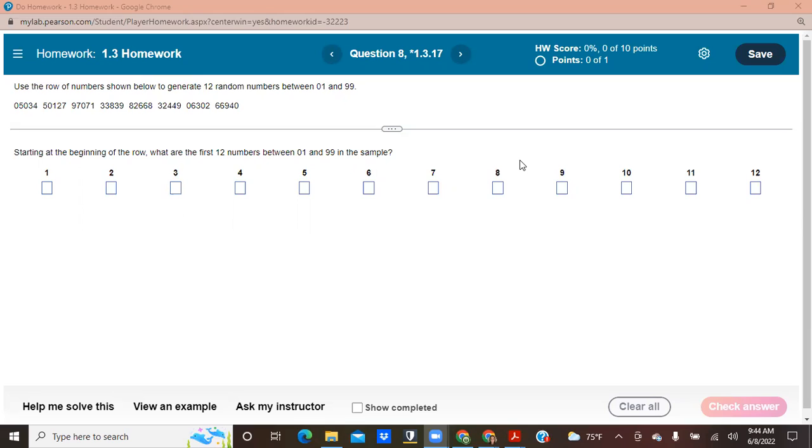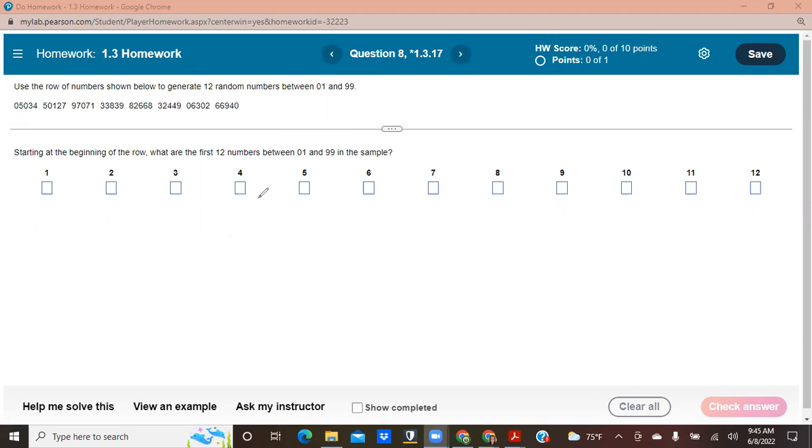But this is kind of an old school way that we could pick random numbers using a row of a random number table. So I'm going to walk through number 8, and then also I'll look at number 9 to give you some practice, and then you can keep me posted. We can always practice this again in class. So this is number 8.